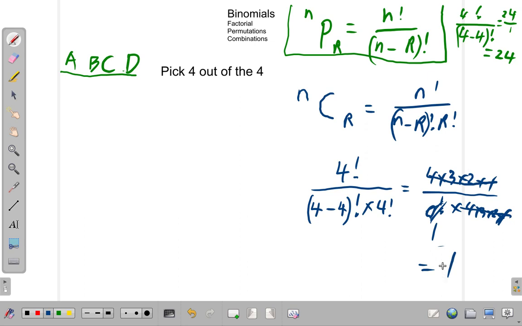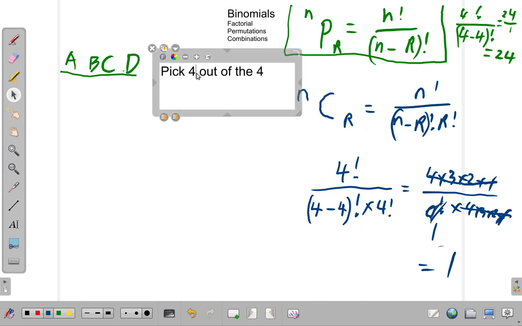So the answer would be 1. Remember, when we worked it out in the former video, we had, for example, A, B, C, D, and A, B, D, C, and B, D, C, A, and so on. There were 24 of them. That's 24 permutations, but one combination. Let's try something else with this.